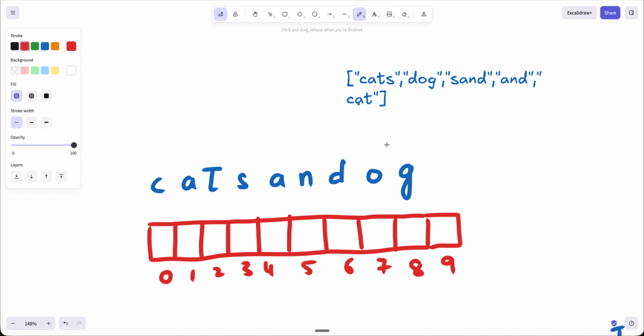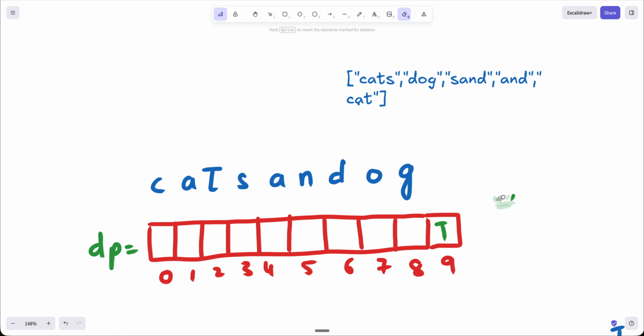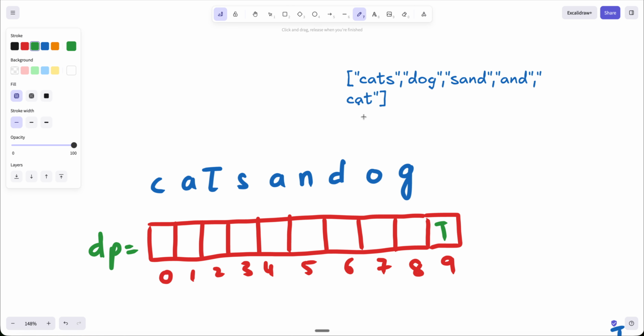So this is the example we have, and we will be checking this at the end. When there is an empty string, it is always true, so I will be marking it as true. So our DP length would be s.length plus 1. Okay, and now we will check.